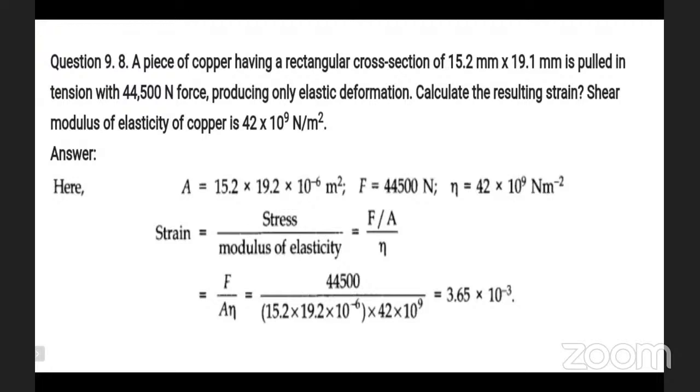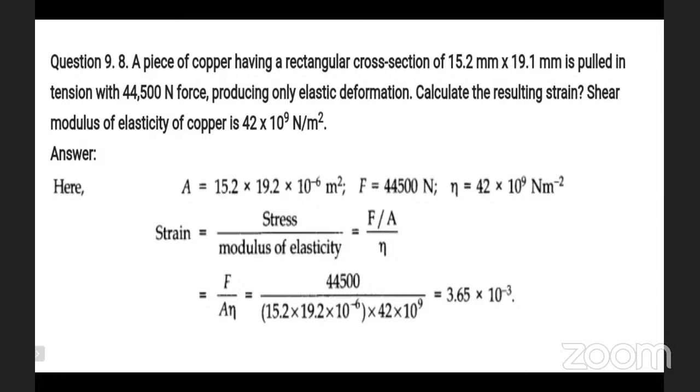A piece of copper having a rectangular cross section of 15.2 millimeter into 19.1 mm is pulled in tension with a 44,500 Newton force, producing only elastic deformation. Calculate the resulting strain. The shear modulus of elasticity of copper is 42 into 10 to the power of 9 Newton per meter square. Now here, area A, assuming the values, first of all we take area A equals 15.2 into 19.1 into 10 to the power of minus 6 meter square, and the force applied is how much?